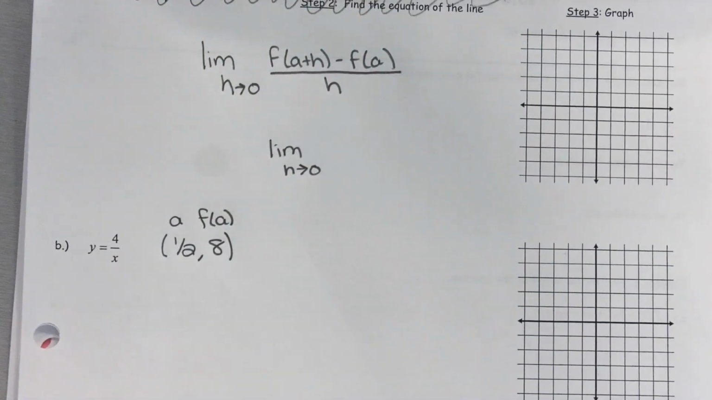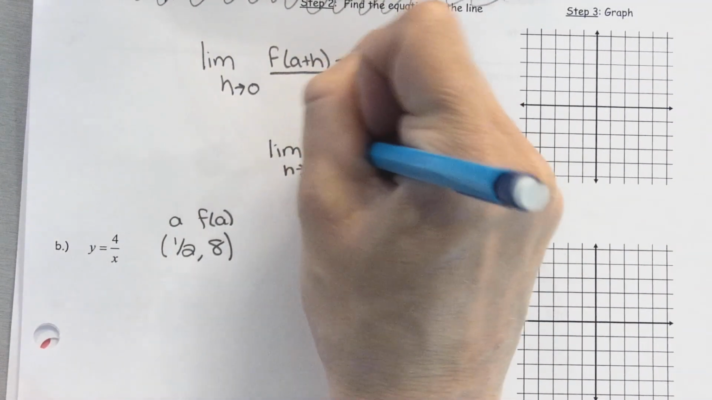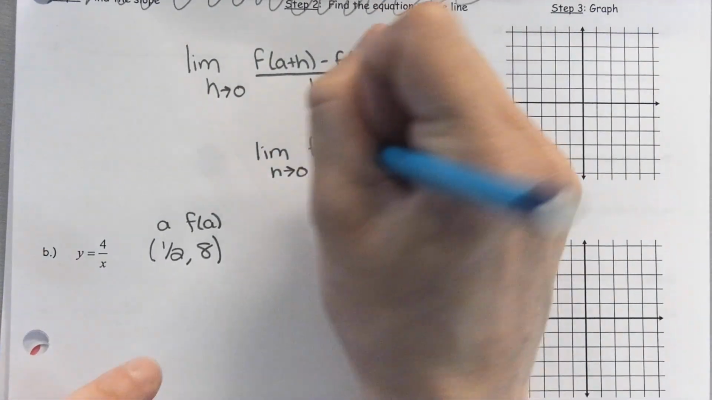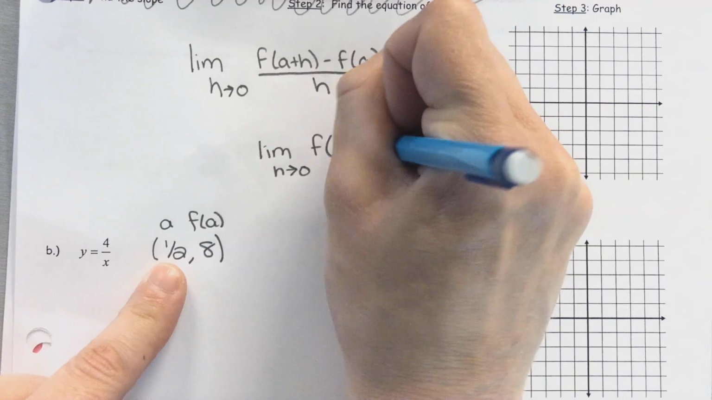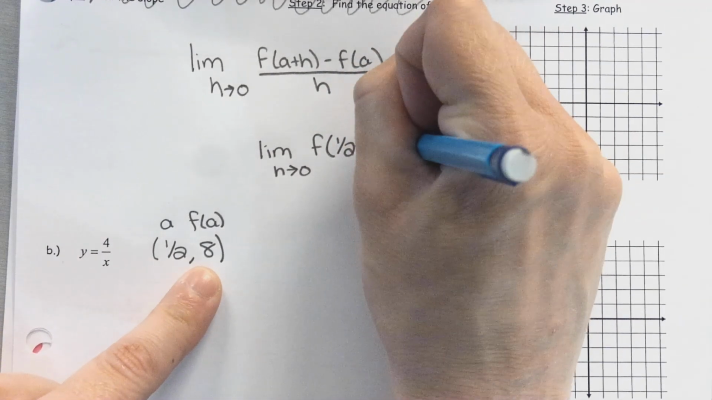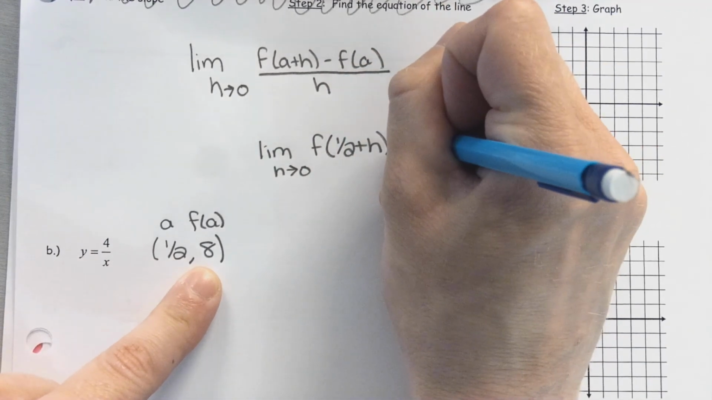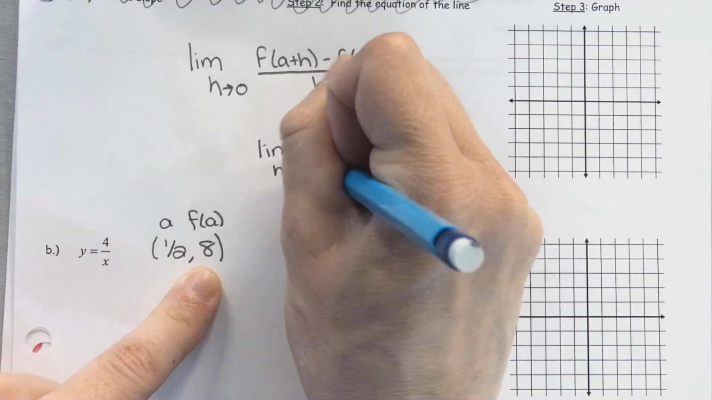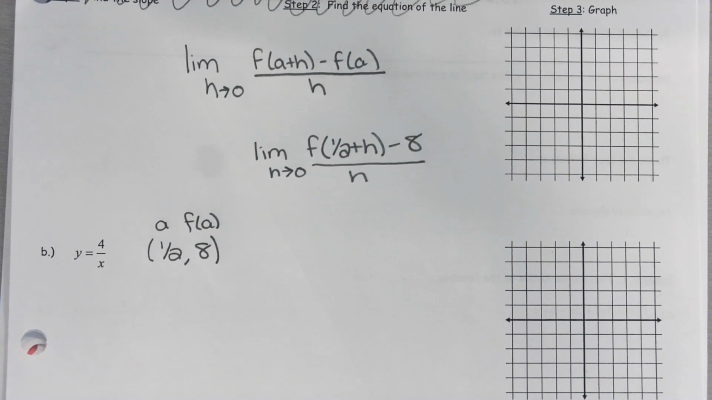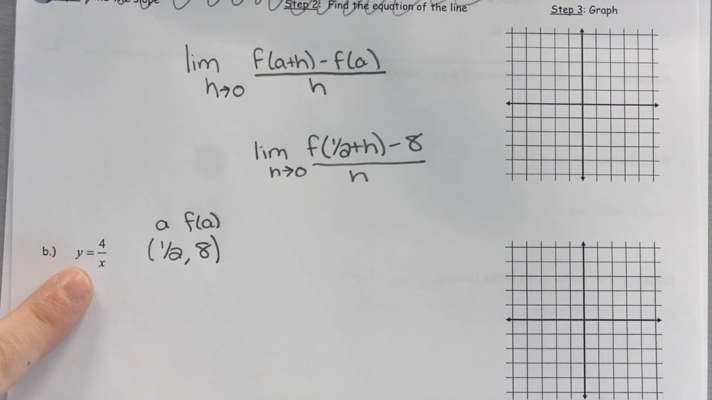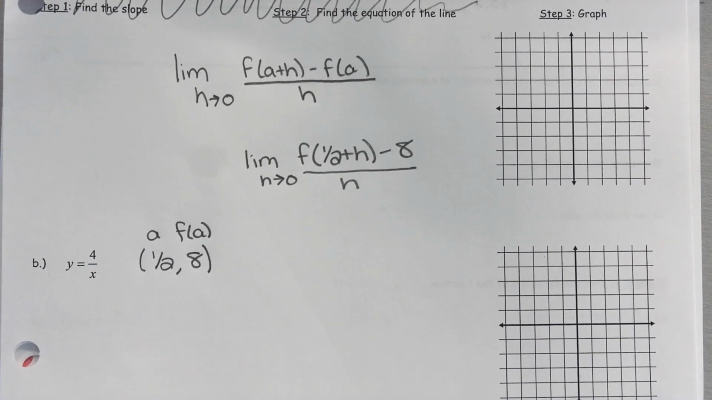All right, the limit as h approaches 0 of f of A plus h. What's my A? 1/2. Plus h minus f of A. What's my f of A? 8 all over h. Okay. So now we need to plug in the 1/2, the 1/2 plus h into the equation. So let's plug that in.